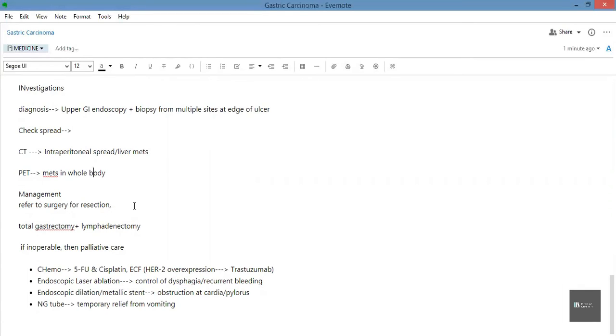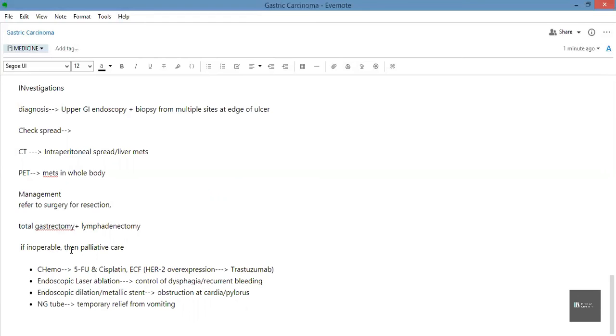They're probably going to go for a total gastrectomy with a lymphadenectomy, and it depends on the staging and the classification of the gastric carcinoma. They may do a partial gastrectomy and do a reconstruction, such as a Billroth II reconstruction or a Roux-en-Y reconstruction. Now, these are all things that we'll be discussing in the surgery section.